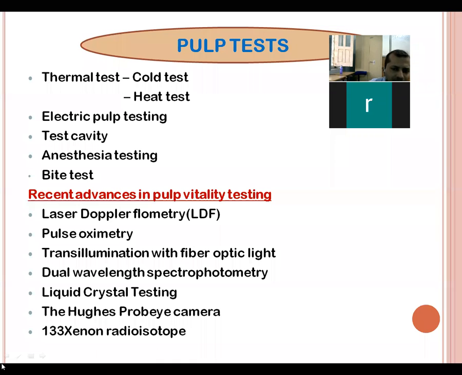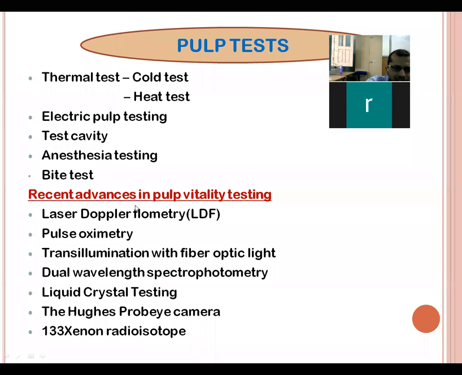Pulp tests can be, as you can see on the screen, thermal tests, that is cold test and heat test. Then there is electric pulp testing, and test cavity, in which you prepare a cavity. We'll be discussing that later. Then there is anesthetic testing, bite test, and other recent advances in pulp vitality testing, including laser Doppler flowmetry, pulse oximetry, trans illumination with fiber optic light, dual wavelength spectrophotometry, liquid crystal testing, the Hughes probe by camera, and 133 xenon radioisotope, in which you just have to remember the names.